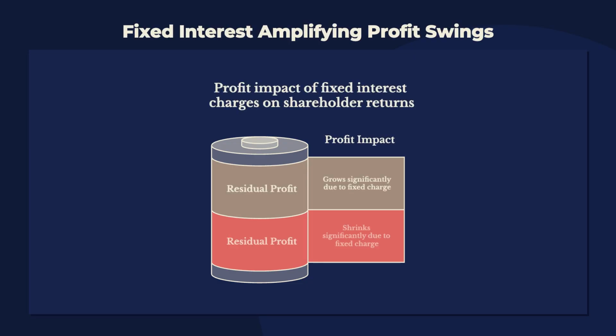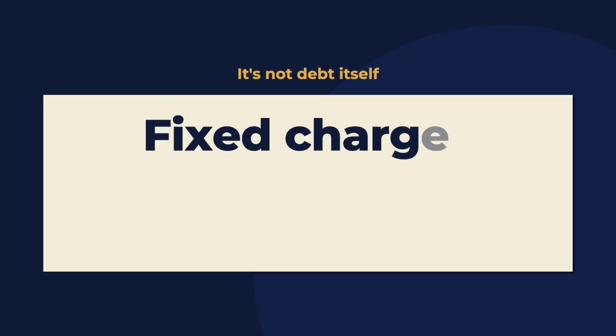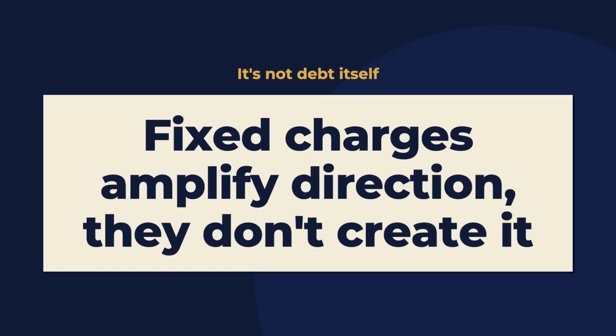Picture operating profit as a bar with a fixed interest block sitting on top of it. Because that block never changes size, whatever's left over for shareholders stretches or shrinks disproportionately as the bar rises or falls. The key nuance is that it's the fixedness, not debt itself, that does the work. A floating rate that fell in downturns would soften the pain, and one that rose in booms would blunt the gain. The constancy of the charge is what turns leverage into a multiplier of whatever trajectory the business is already on.